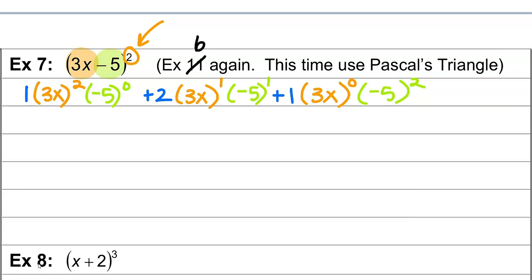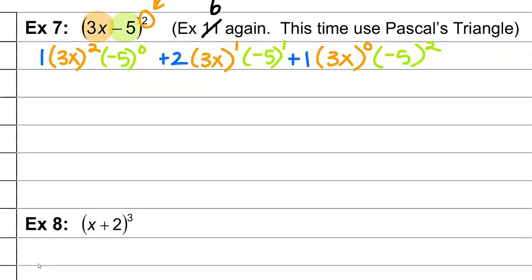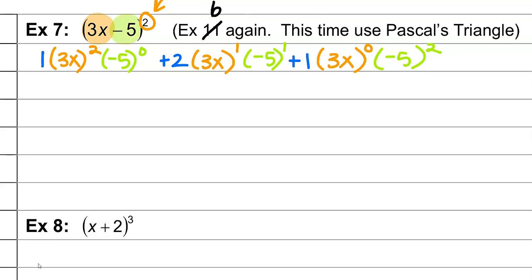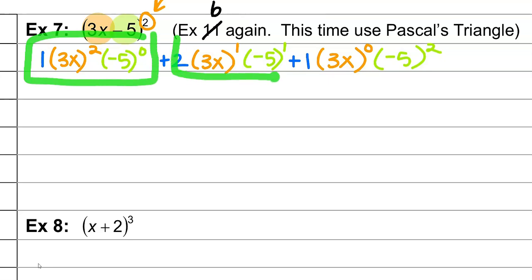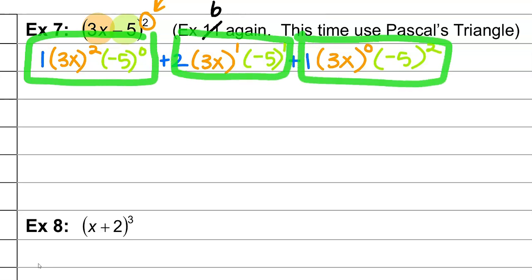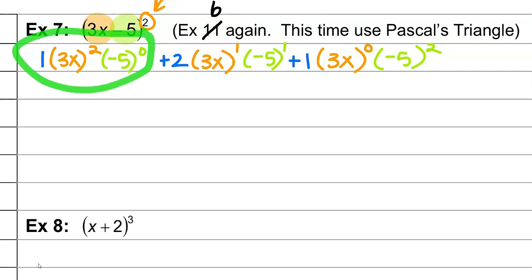Now, if I were you, what I would do is just work with each term independently and then write them together. So I'll work with that very first one right here. I have 1 times 3x when you square it. Isn't it 9x squared? And negative 5 to the 0 power, isn't that just 1? So 1 times 9x squared times 1 is just 9x squared.